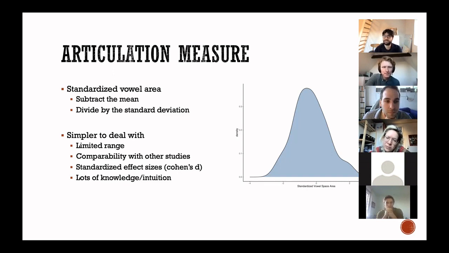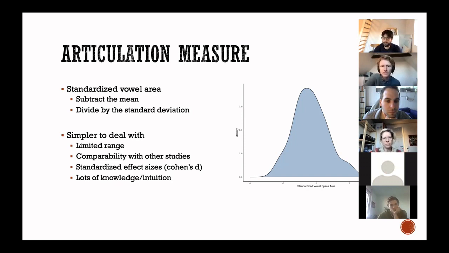So what we do is we standardize the vowel area. We subtract the mean and we divide by the standard deviation, right? With Z scoring it. I'm sure you're all familiar with this. Why would we do that? It's because we know this scale. All of you know this scale. It has a limited range. If the data is roughly normally distributed, you should expect that the data will range now between -3 and +3, right? 3 standard deviations from the mean of 0. It makes it easier to compare with other studies that might have used different kinds of scales. We can all convert them to this scale.